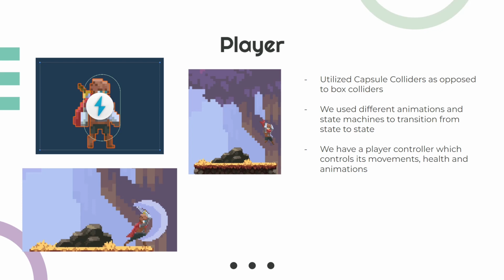And another example is when you swing your sword, or if you want to attack something, there's a swinging sword animation. So it's more interactive that way, that you know that you're attacking something.